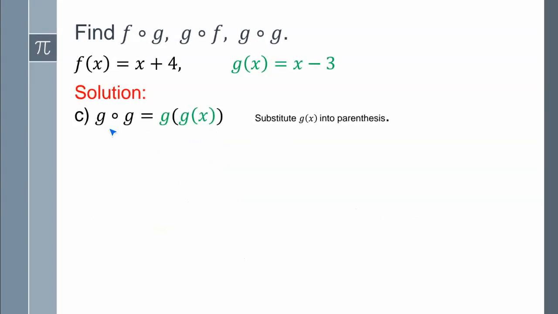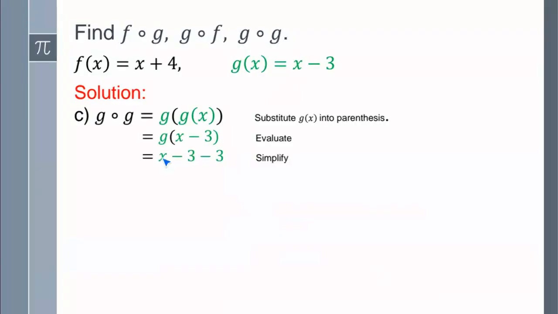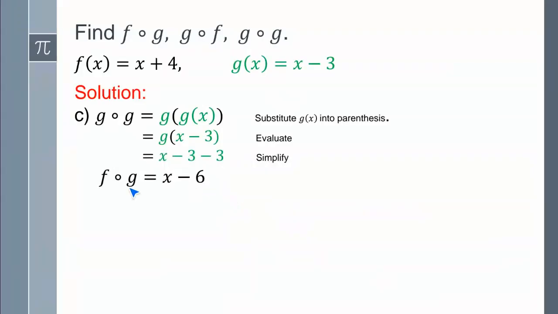Okay, let's look at the third one. So g composed of g, the second function here is what's in the parentheses. So we're going to substitute g of x into the parentheses here, and whatever is inside the parentheses, I'm going to replace into the x. I'm still dealing with the function g. So I end up with x minus 3 minus 3. If we simplify, negative 3 minus 3 is negative 6, so we end up with x minus 6.